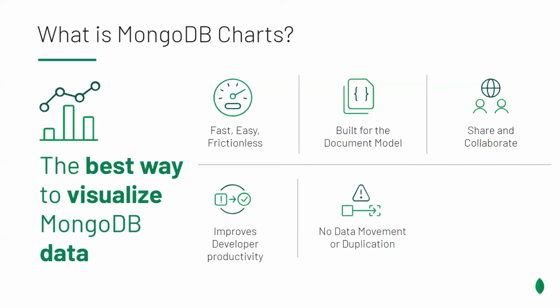Also, compared to a lot of data visualization architectures, Charts makes it super simple because you don't have any need for data movement or data duplication. You can visualize your data directly from your Atlas database where you store your data in the first place. And because of the workload isolation features that are built right into MongoDB Atlas, you don't need to worry about the data visualization workloads impacting your transactional workloads because the analytics happens on secondary nodes by default.